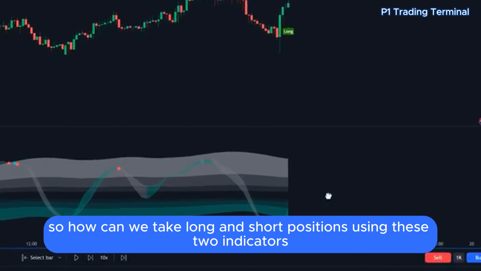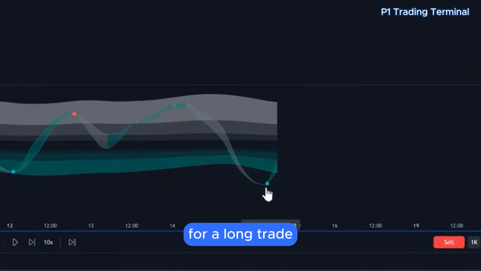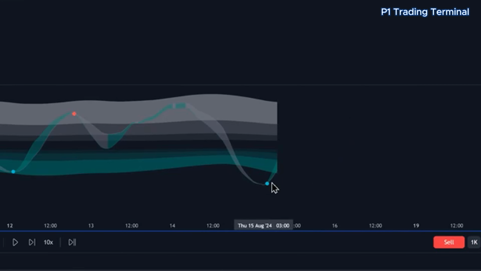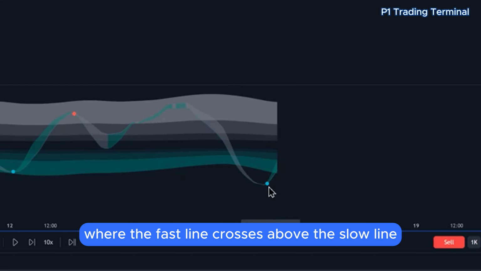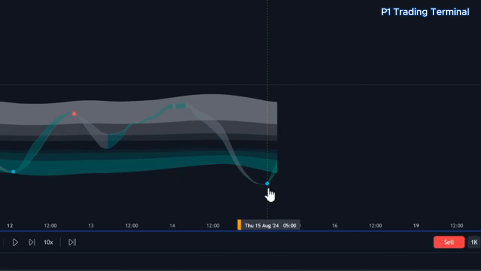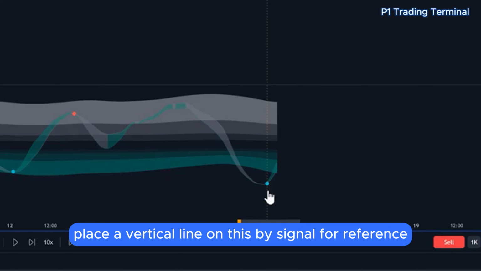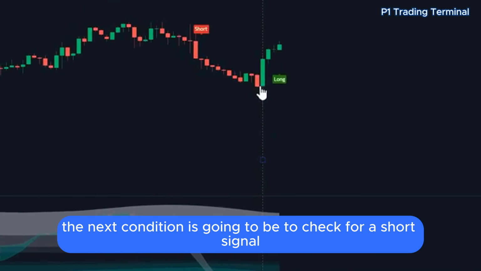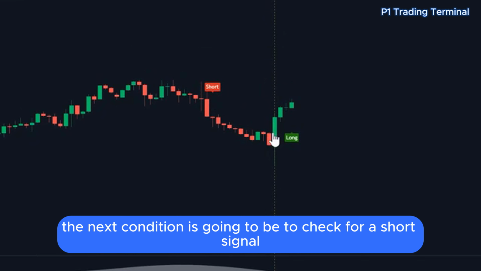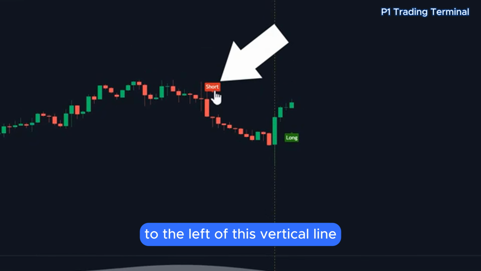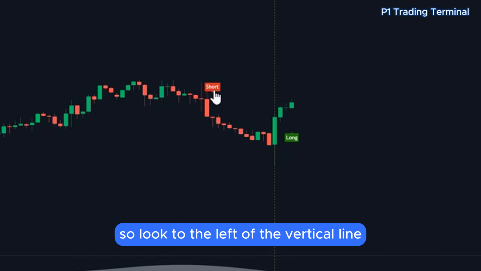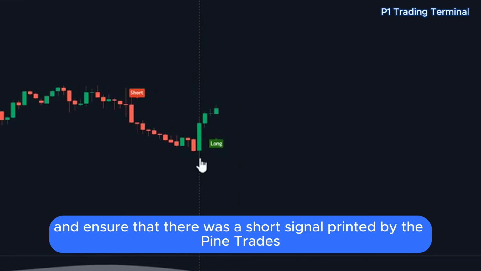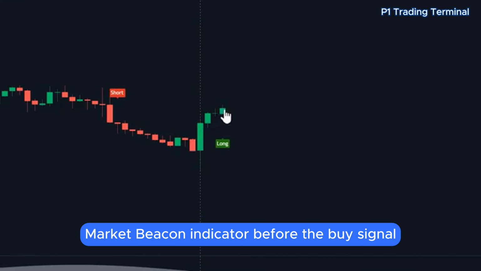Using these two indicators, here's an example for a long trade. You first of all want to identify a buy signal on the pulse oscillator. For that, you want to look for a blue dot where the fast line crosses above the slow line. Next, you want to mark the signal: place a vertical line on this buy signal for reference. The next condition is to check for a short signal to the left of this vertical line. So look to the left of the vertical line and ensure that there was a short signal printed by the Pine Trades Market Beacon indicator before the buy signal.